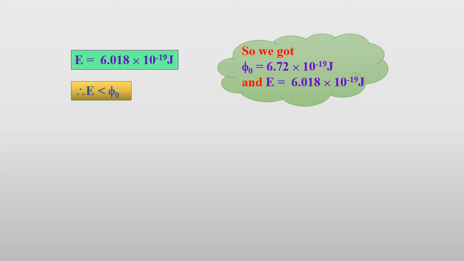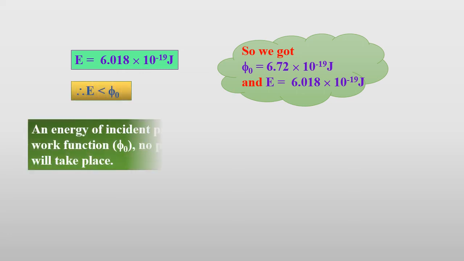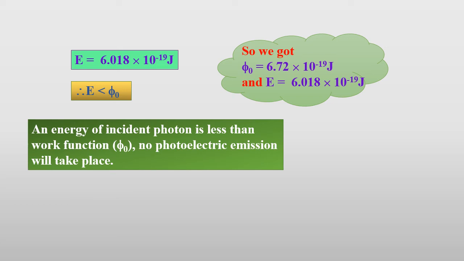So where E is less than the work function, and energy of incident photon is less than the work function, so no photoelectric emission takes place.